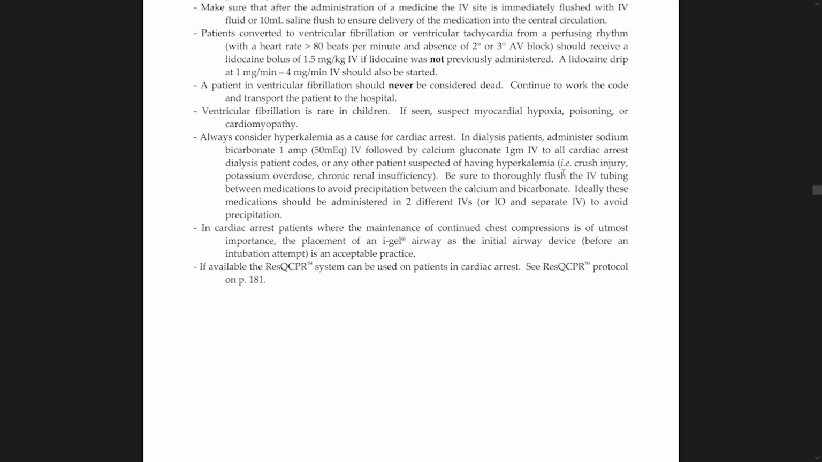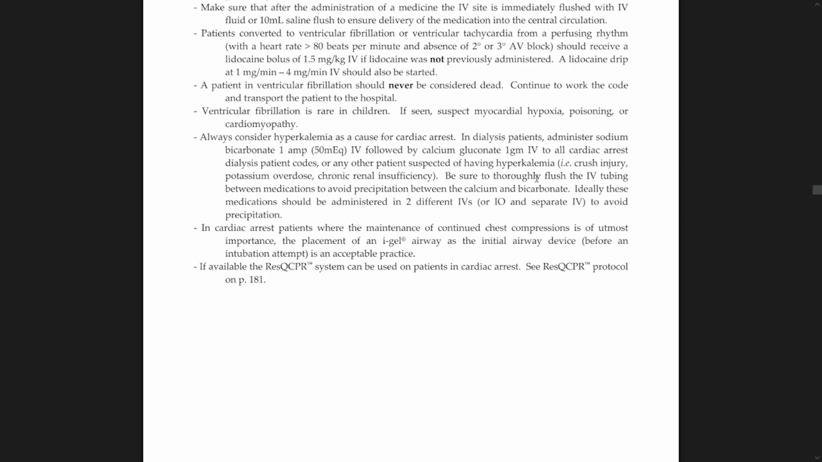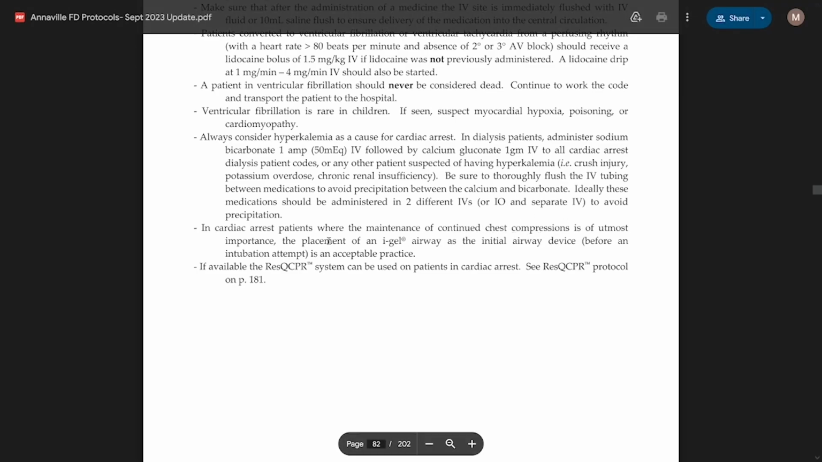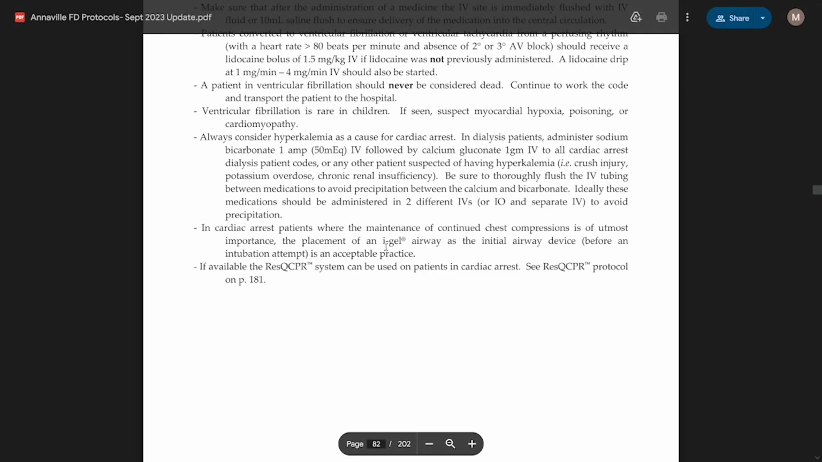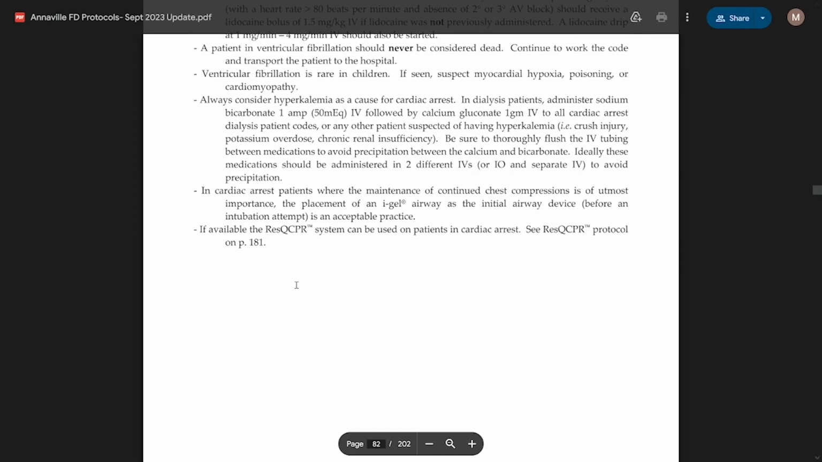Be sure to follow through with a flush via the IV tubing between medications to avoid precipitation between calcium and bicarbonate. Ideally, these two should be used in different IVs, or an IO and a separate IV, to avoid precipitation. In cardiac arrest calls where maintenance of continued chest compressions is of utmost importance, placement of an IGL airway as the initial airway device before an intubation attempt is an acceptable practice. If available, the rescue CPR system can be used on patients in cardiac arrest. See rescue CPR protocol on page 181.